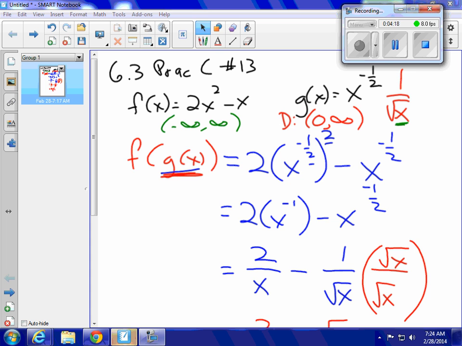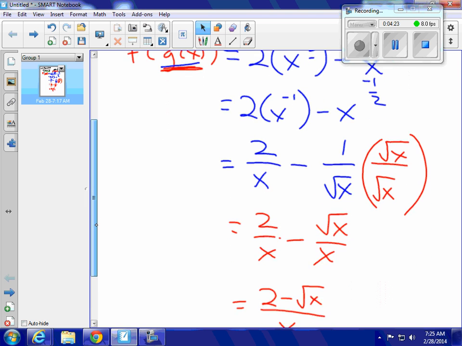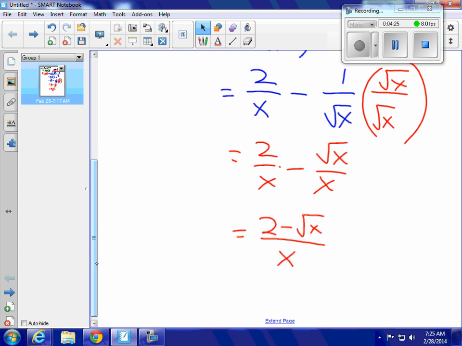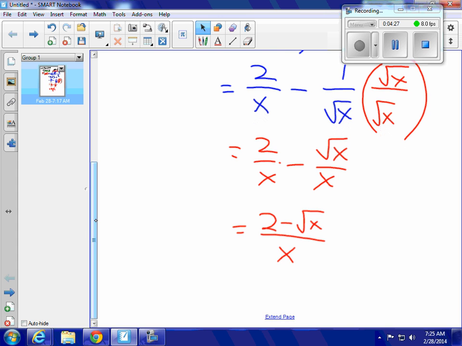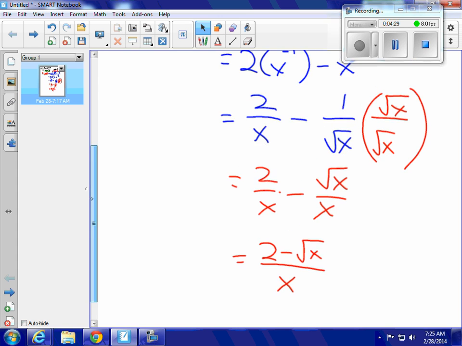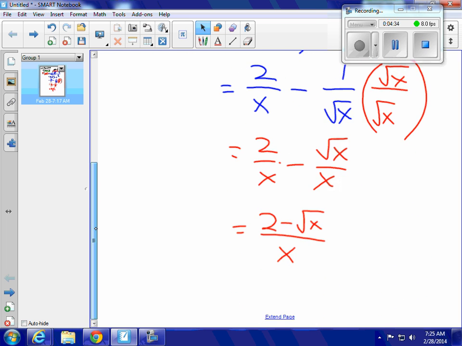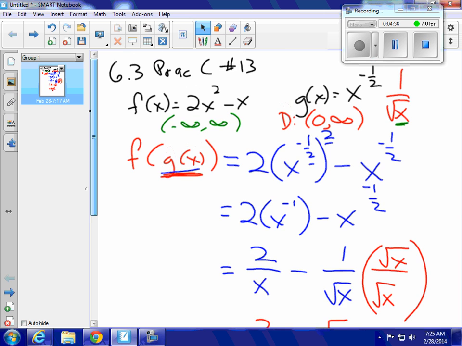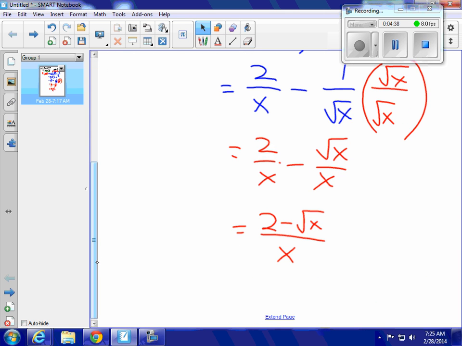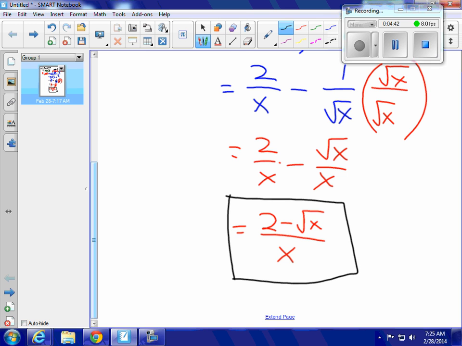So I'm just going to look to make sure that my composite function doesn't have anything unusual in it, and it doesn't. I mean, it has a denominator, but so did my g of x. It has a radical sign, but so did my g of x. So the domain for this composite is everything from 0 to infinity.